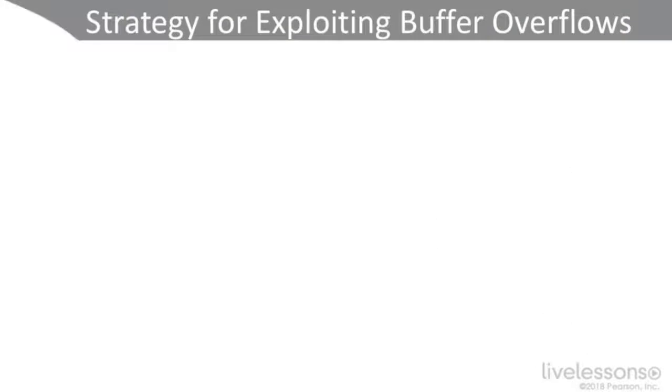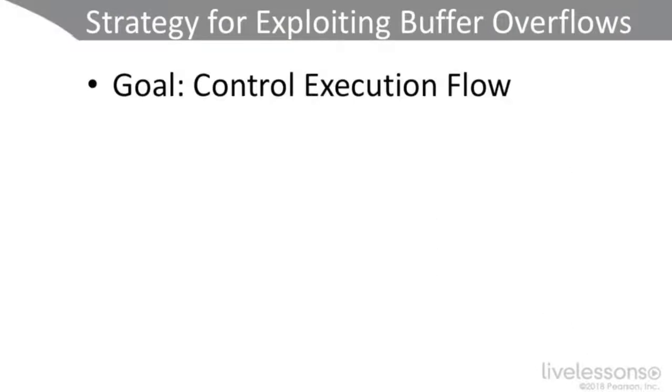This is the strategy for exploiting buffer overflows. Your first goal is to control the execution flow. The best thing that you could ever see is that when you run a fuzz test case, the program crashes at 0x41414141. And for those of you who may or may not know, that is the ASCII value for all A's.